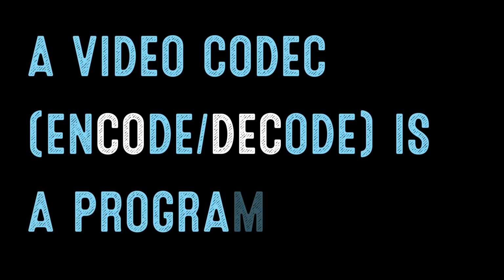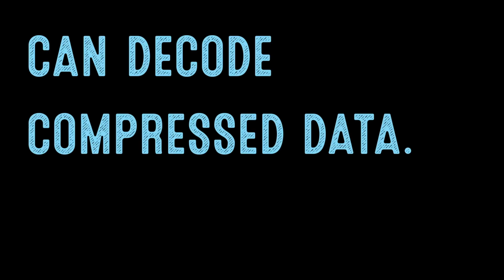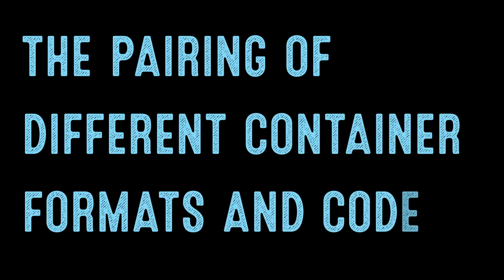What is a video codec? A video codec, or encode decode, is a program that can decode compressed data. What determines what programs and devices are compatible with a file? The pairing of different container formats and codecs.